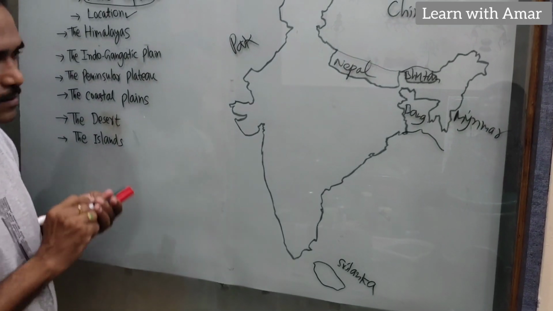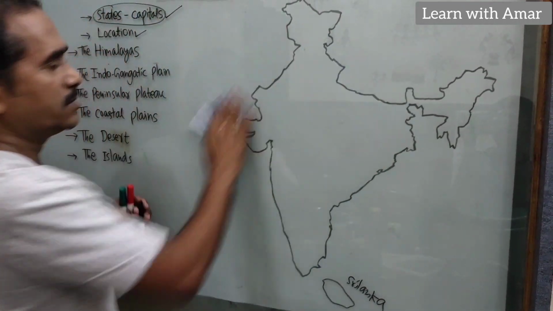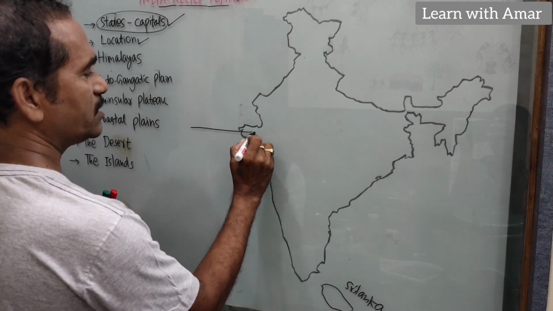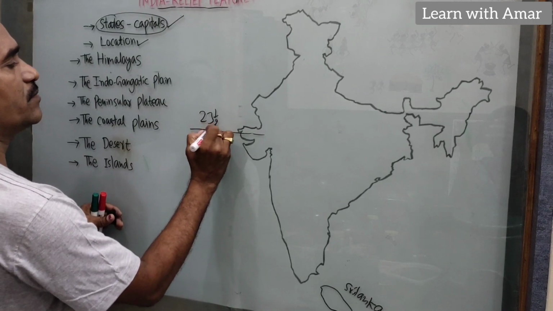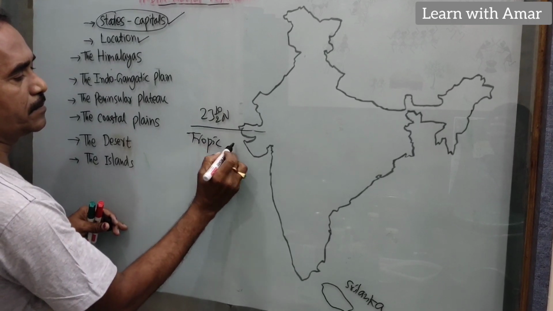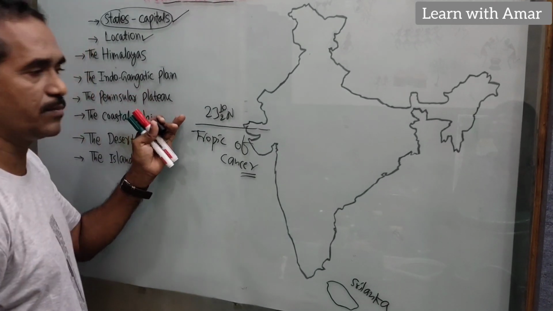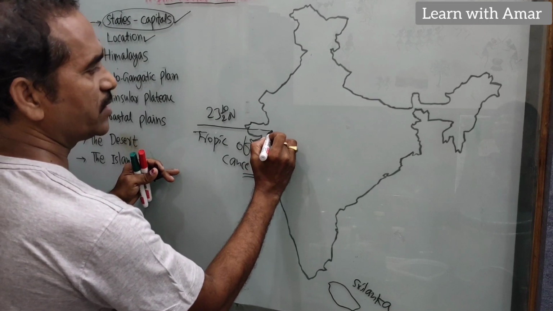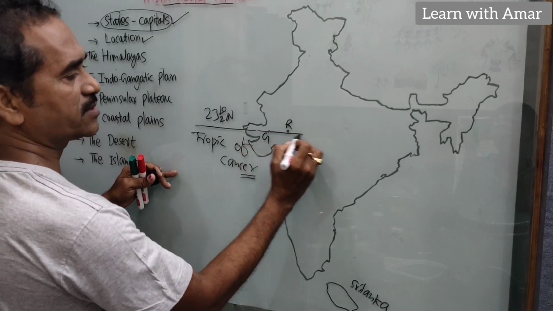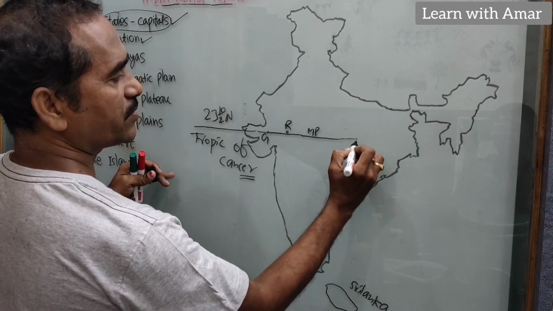Then what about the Tropic of Cancer? Yeah, very good question. Tropic of Cancer, very important. It divides India into almost two parts. This is 23.5 degree north latitude, Tropic of Cancer. They ask you what are the states that the Tropic of Cancer passes through? So it is Gujarat, and a very small portion in Rajasthan here. Small portion Rajasthan, Gujarat. Then it enters Madhya Pradesh. Then here, this side, this one is Chhattisgarh.